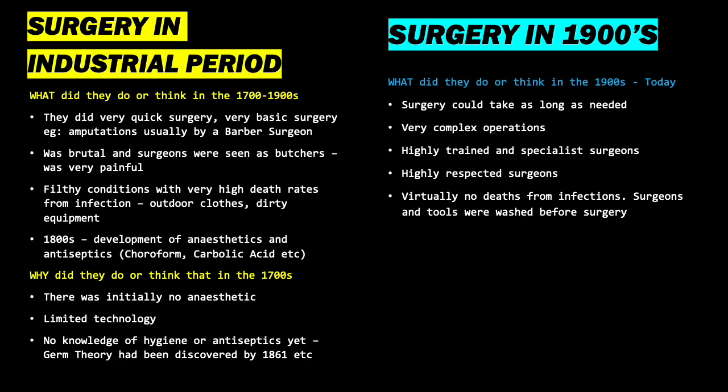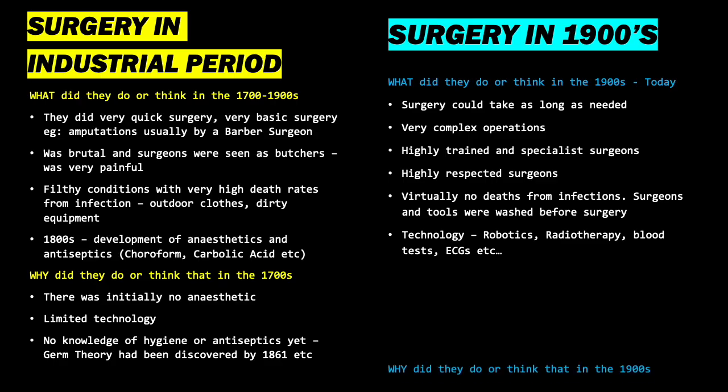Virtually no deaths in this period from infections. So if you chose infections in the last one, this is a lovely direct comparison of what's different from the industrial period to today. People don't die from infection really anymore in surgery. Surgeons are washing their tools, they're washing their hands. They know all of these things that are important to them because of the discoveries of the industrial period. Technology is better, robotics, radiotherapy, blood tests, ECGs, all those many examples of modern technology that help people live longer. You should really be quite confident in knowing that in this modern period, the technology that was introduced has helped us with diagnosis and treatment.